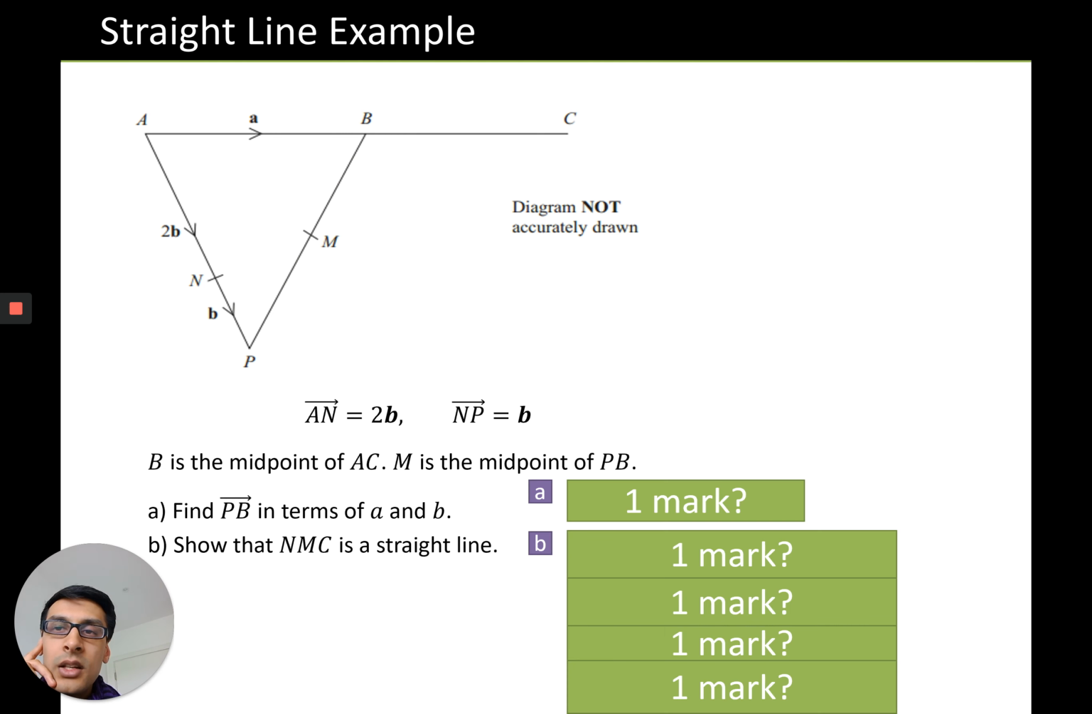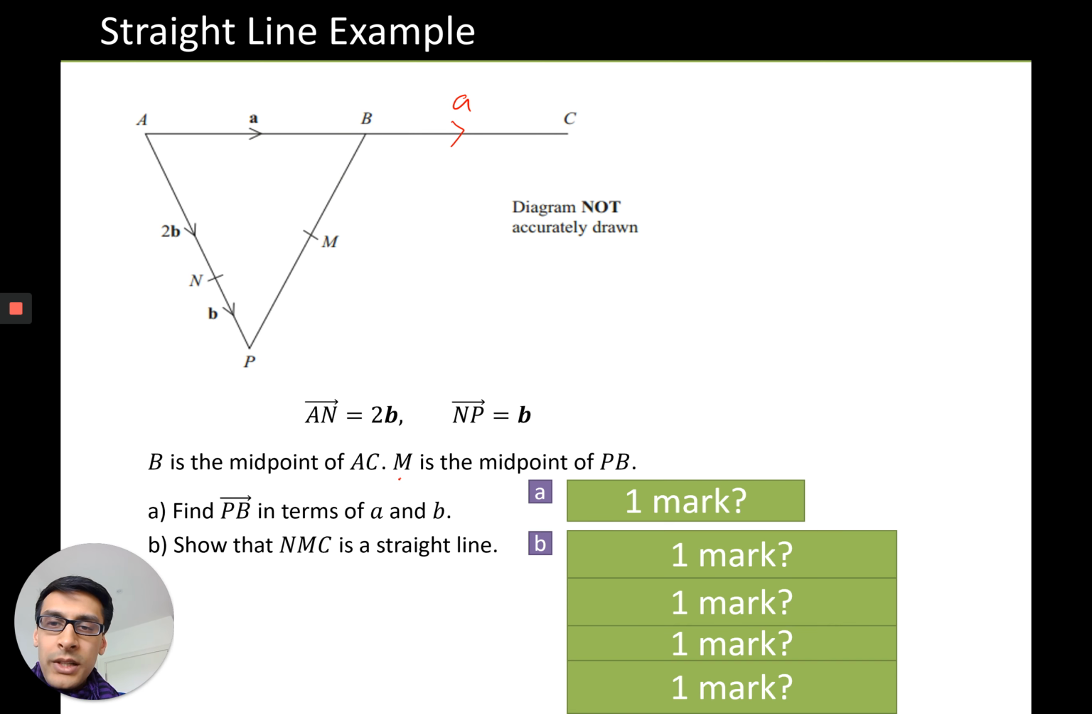Okay, so here's an example. Straight line, proving something is straight. There's a diagram given to you. You've got a and b labeled, and you're told that B is the midpoint of AC. That means that if this is a, well, that must also be a because you're told it's the midpoint. So that means that these two lengths have to match.